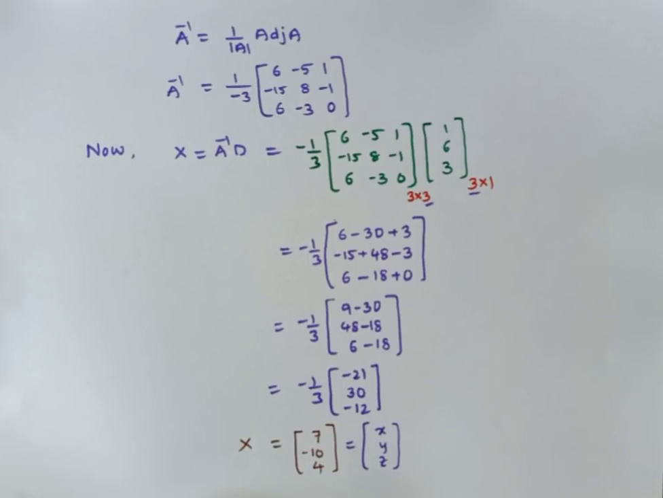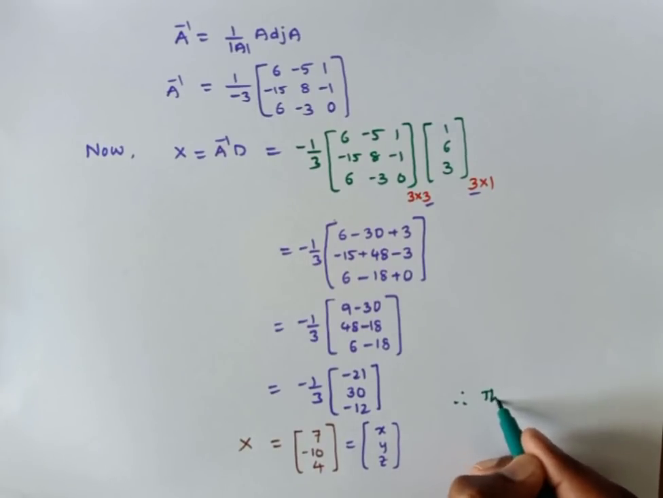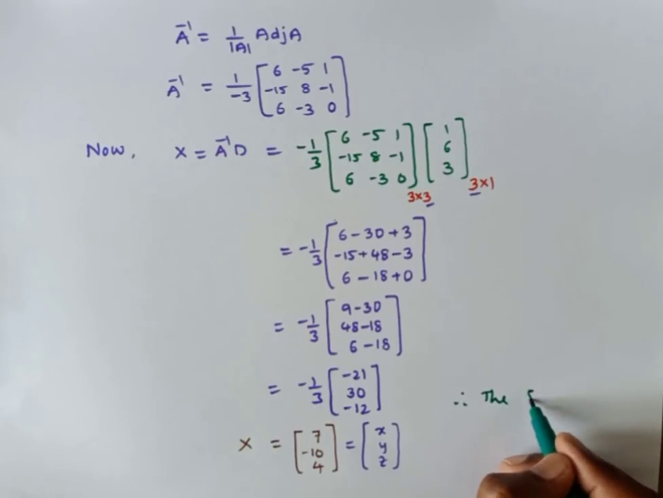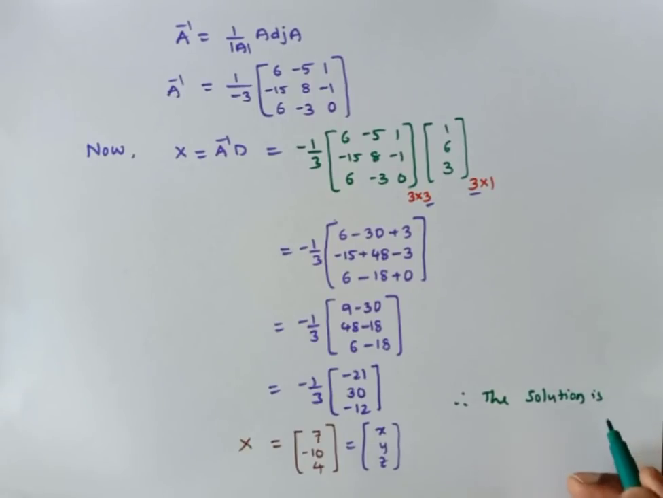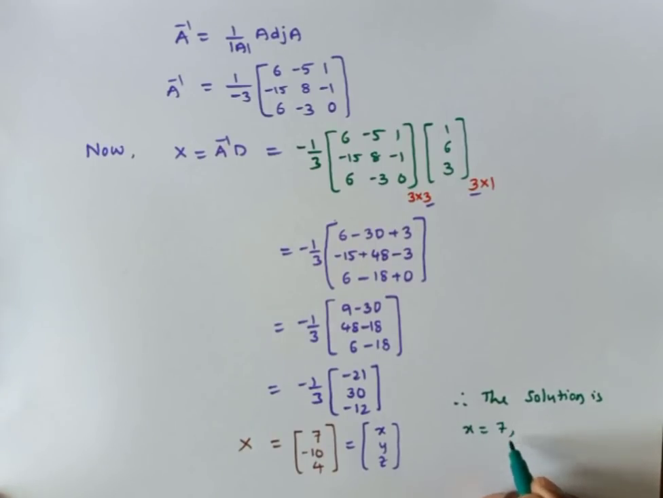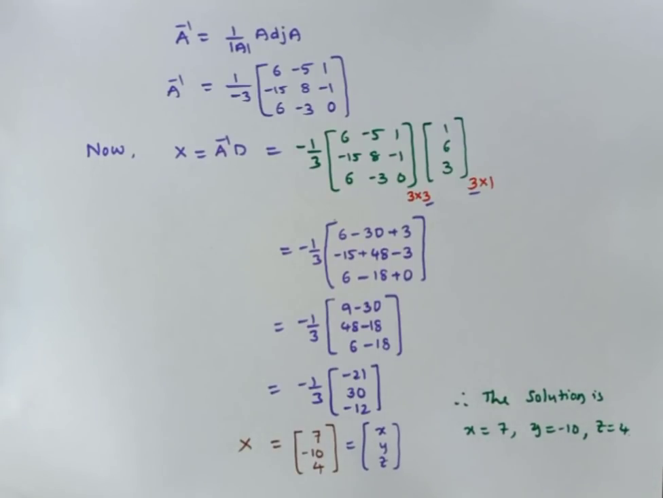Therefore, the solution set can be written as the required solution of the given system of non-homogeneous equations: x equals 7, y equals minus 10 and z equals 4. Now you can compare with the previous problem's answer also. We did the same problem in a different method, but the solution should be the same: x is 7, y is minus 10 and z equals 4.